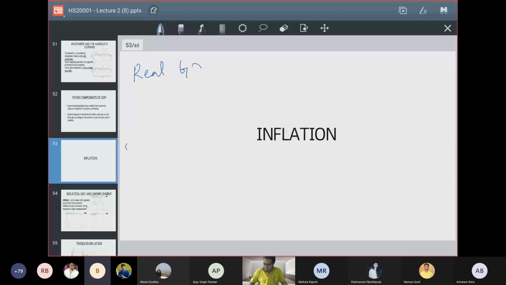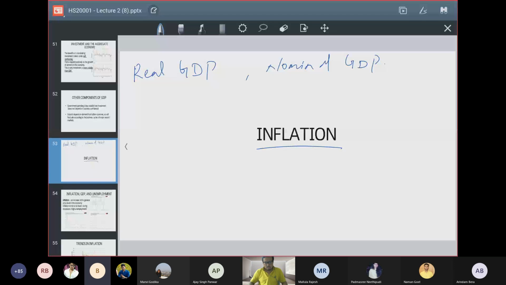And that GDP deflator, in a way, measures how the general price level in the country has been increasing. And this is what we call inflation. That is, it means the continuous increase in the general price level. So your GDP deflator also captures inflation in a country. Today we will discuss more about this inflation.